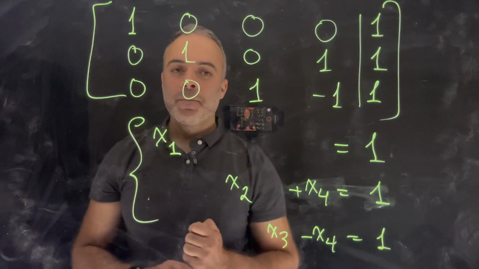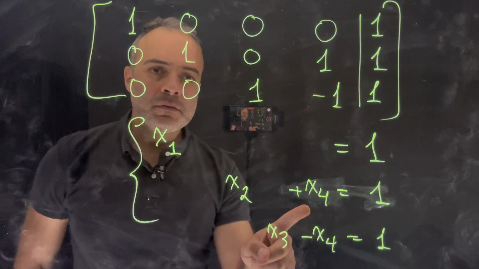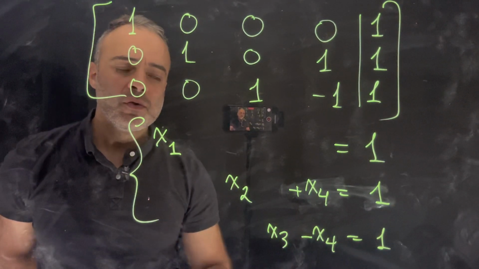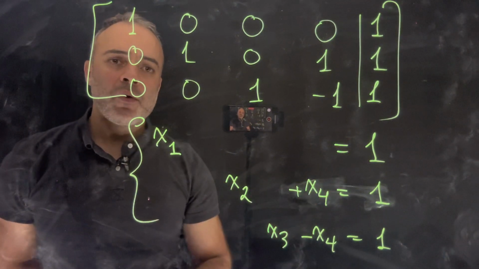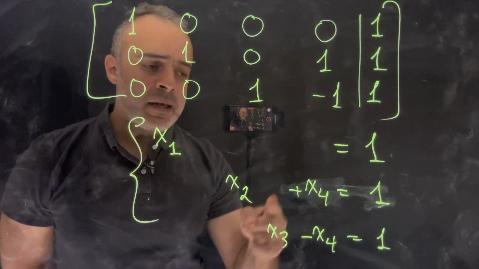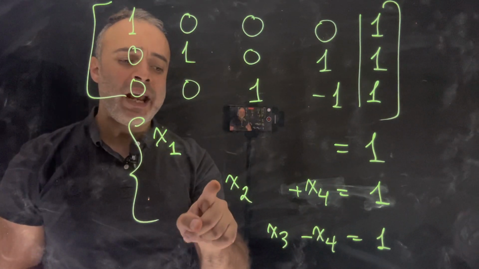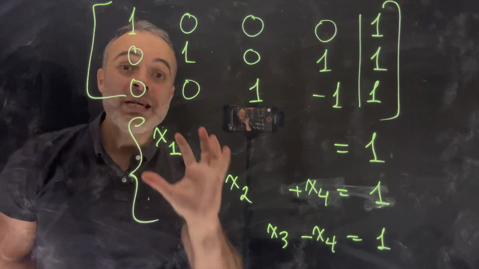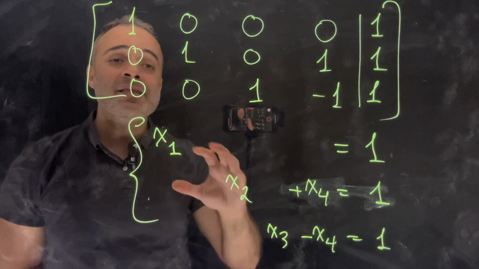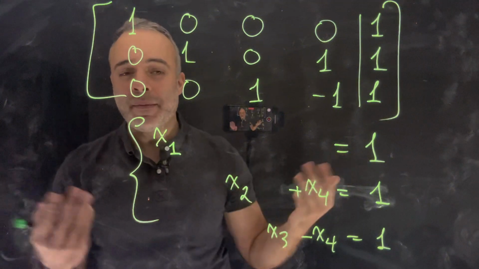What does this mean? Well, let's, for example, give x4 the value 1. Then I will get x2 equal to 0 and x3 equal to 2. Give x4 the value 0. Then x2 is 1 and x3 is 1. So every single time I give x4 a value, I'm going to get new values for x2 and x3. This means that we are dealing with a system which has infinitely many solutions, right? We have infinitely many solutions here.